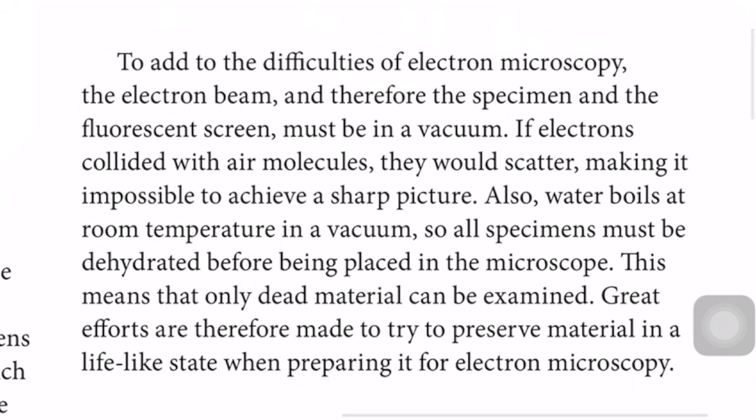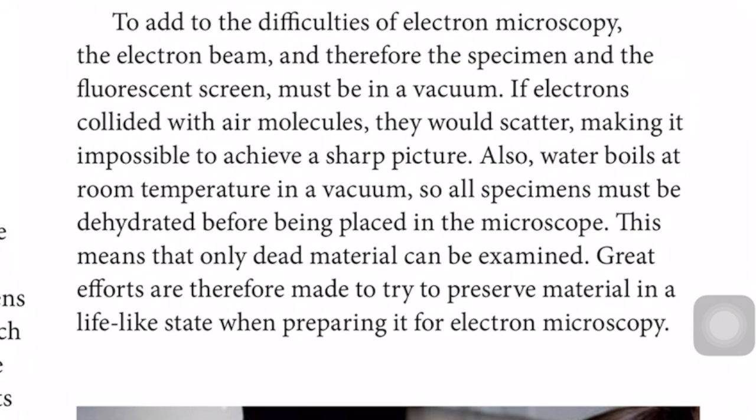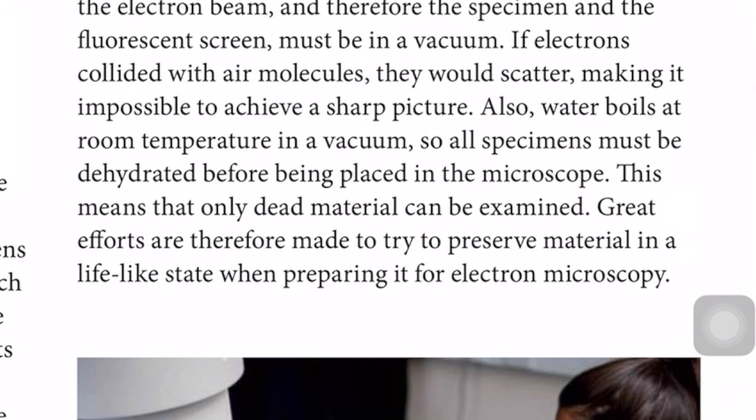To add to the difficulties of the electron microscope, the electron beam and therefore the specimen and the fluorescent screen must be in a vacuum. Now there's a problem. Vacuum means where there is no air. If electrons collide with air molecules, they would scatter, making it impossible to achieve a sharp image. So if it was not vacuumed, the electrons would collide with the air particles, and thus a sharp image would not be produced.